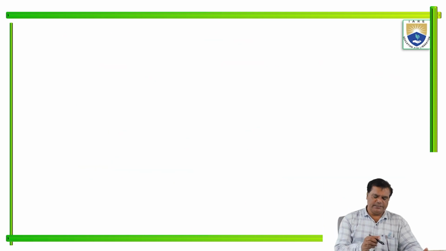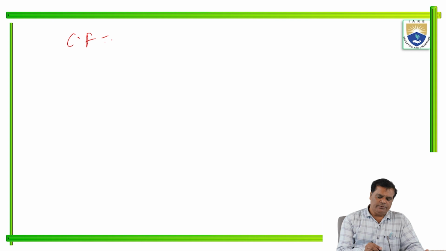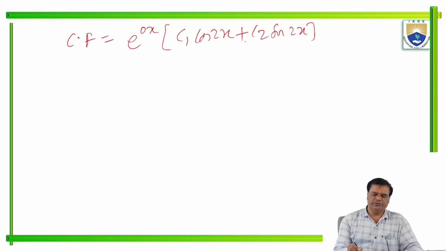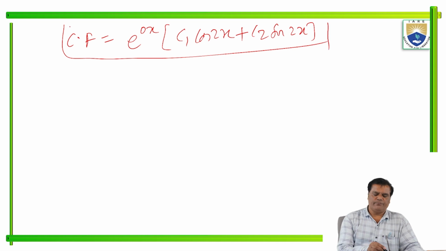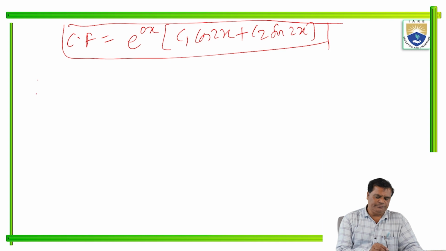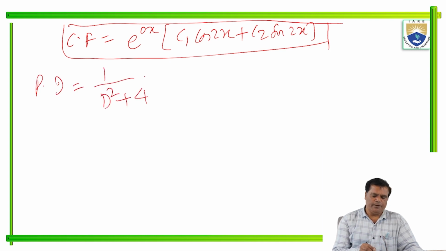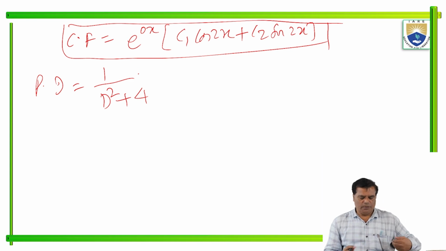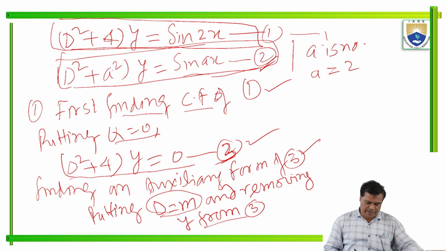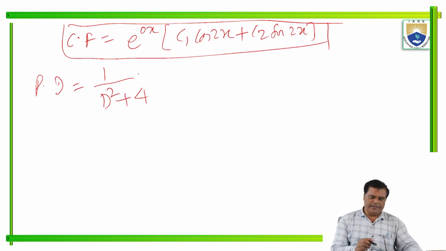So our answer is CF equals C1 e to the power 0x, and in brackets C1 cos 2x plus C2 sin 2x. This is the complete CF. Now the particular integral, PI. PI equals 1 upon D square plus 4 into Q. Q is given, here sin 2x. So here I am taking sin 2x.